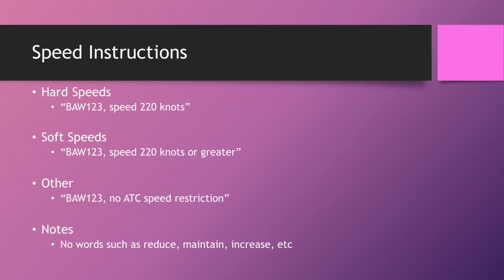Just some notes on speed instructions. We don't ever include words such as reduce, maintain, or increase. A lot of people, when they get onto radar, just seem to, for whatever reason, say increase speed 220 knots, reduce speed 210 knots, maintain speed 250 knots. We don't use any of those words. It makes it more complicated for you because you have to work out whether it's an increase, a decrease, or a maintain, and it's just extra RT we don't need. So it's always Speedbird 123, speed, whatever. No word before it.